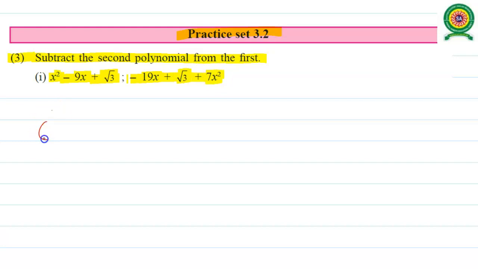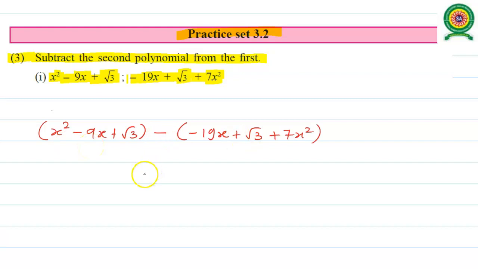We are subtracting the second polynomial from the first, so x square minus 9x plus root 3 is our minuend, and the subtrahend is of the form minus 19x plus root 3 plus 7x square. Now here keep both polynomials in brackets, because the middle sign is minus. While opening the bracket, the first polynomial remains as it is, while due to the middle sign being minus, all signs in the second change from minus to plus and plus to minus.